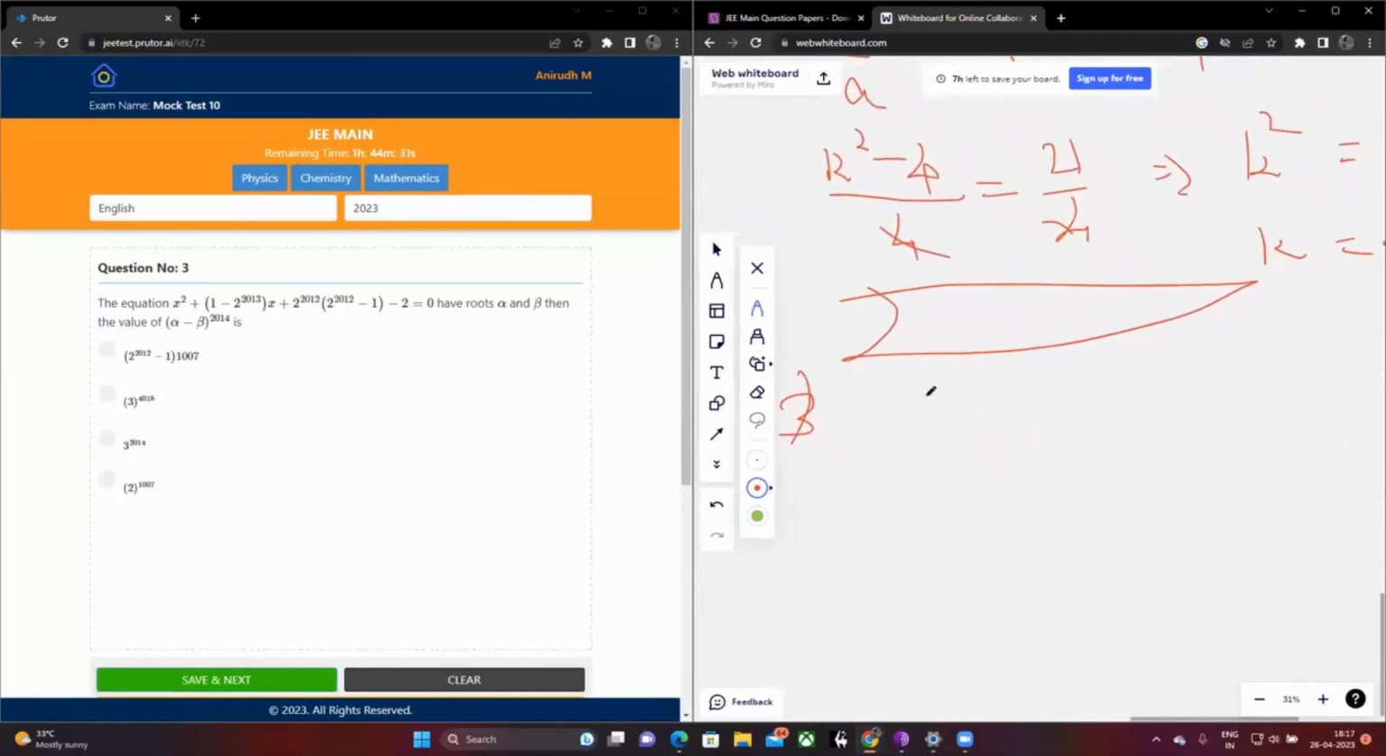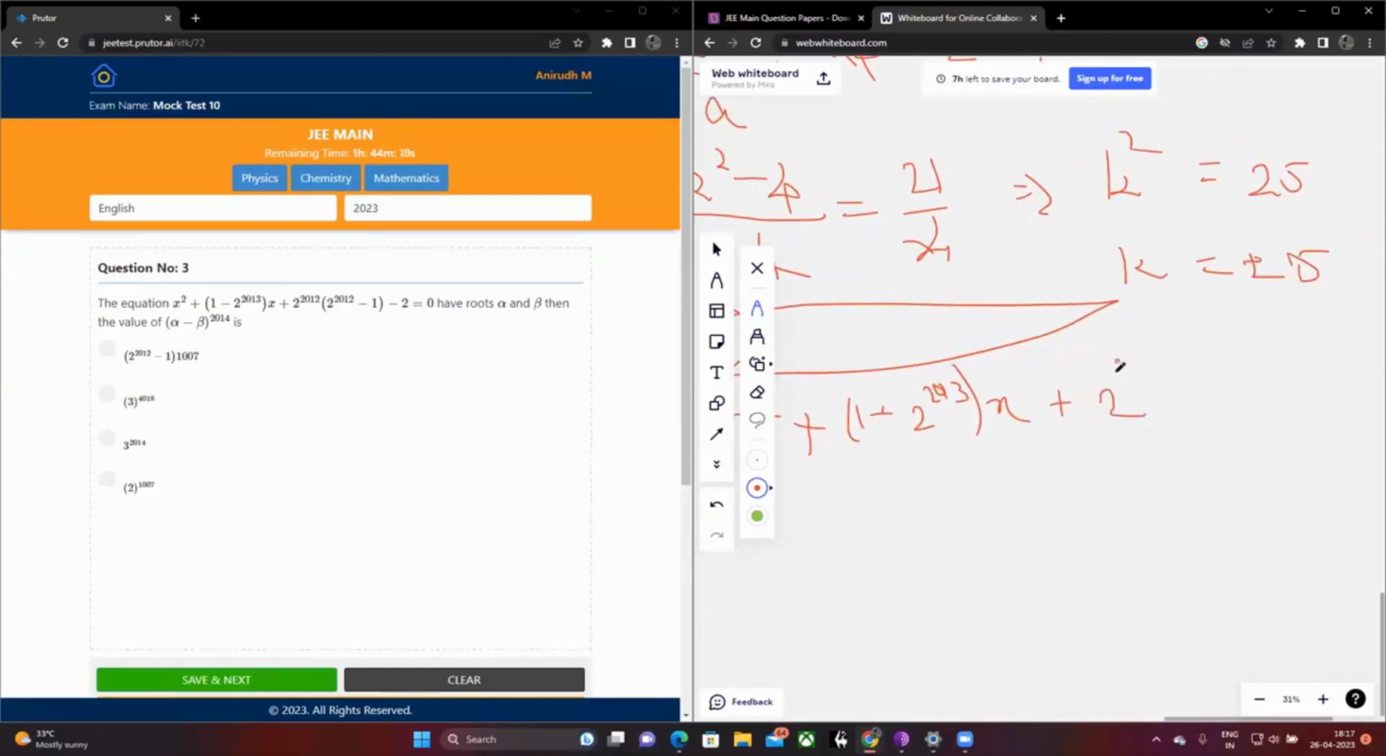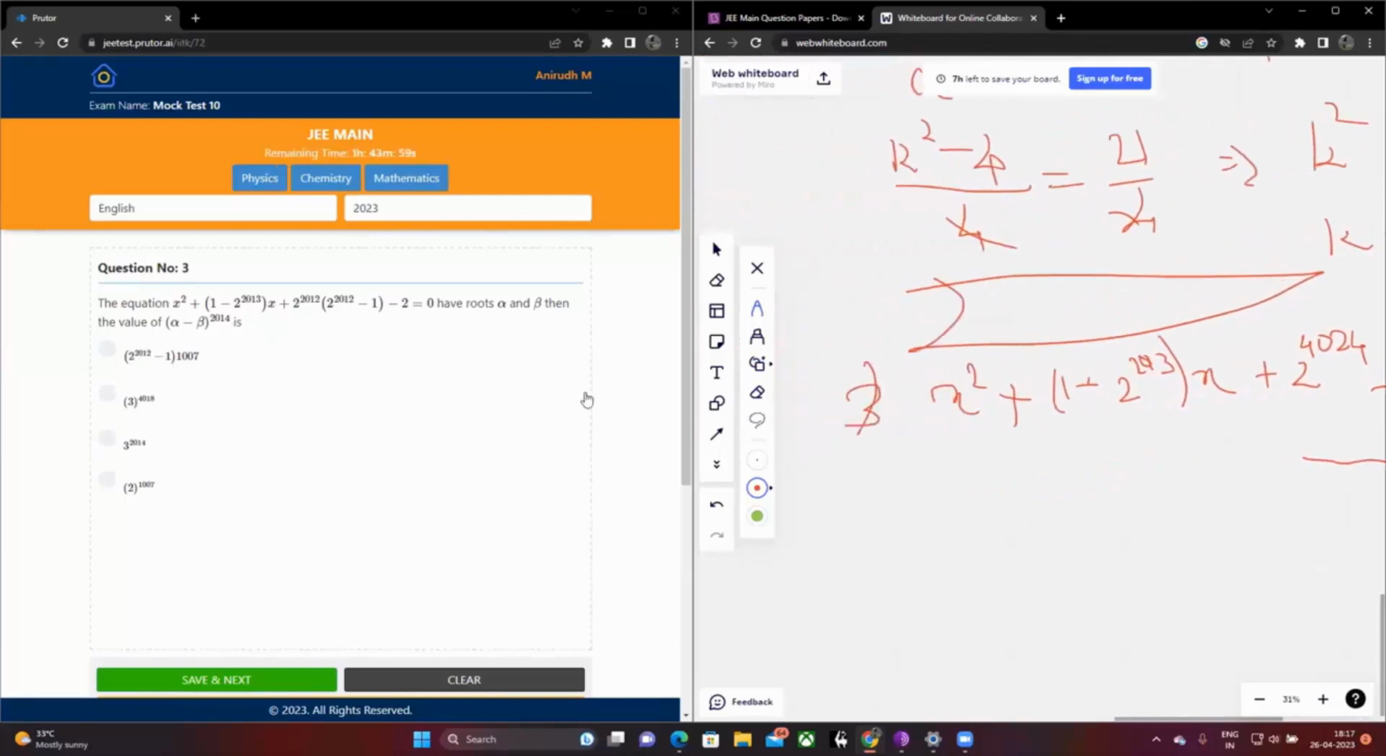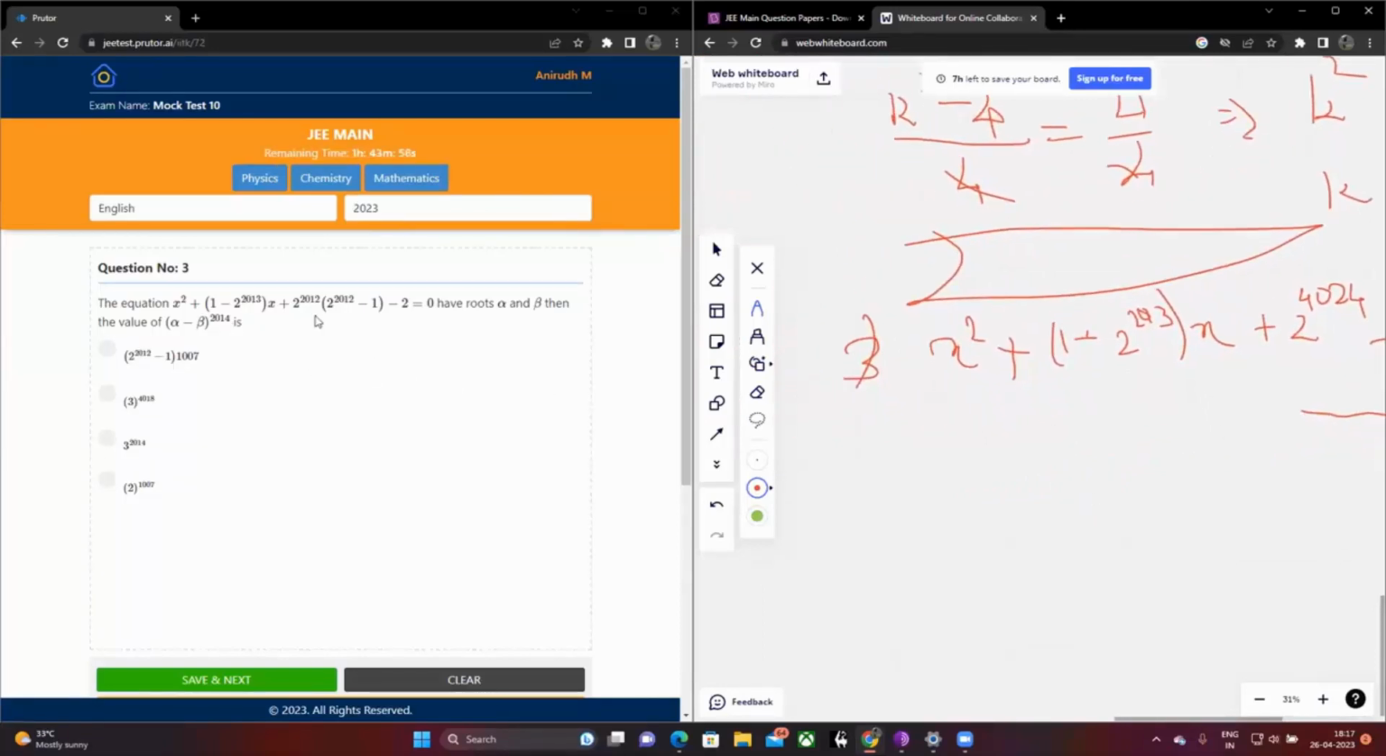For the third question, this is x square plus 1 minus 2 power 2013 x plus 2 power 2012 into, I'll just expand this. This is 2 power 4024 minus 2 power 2016 minus 2. Right. This equals 0. Has roots alpha and beta. Value of alpha minus beta power 2 power 2014 is what?